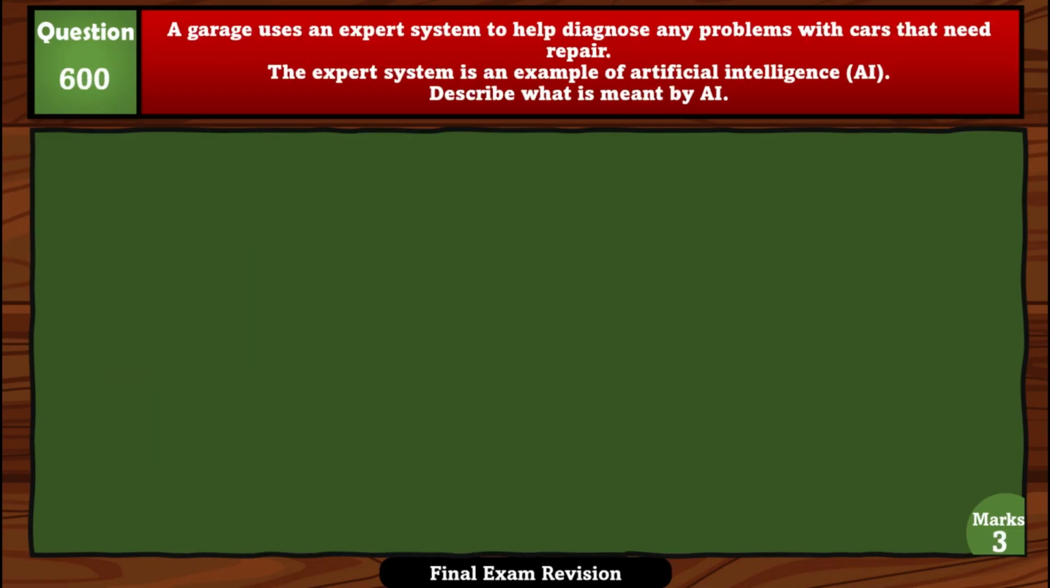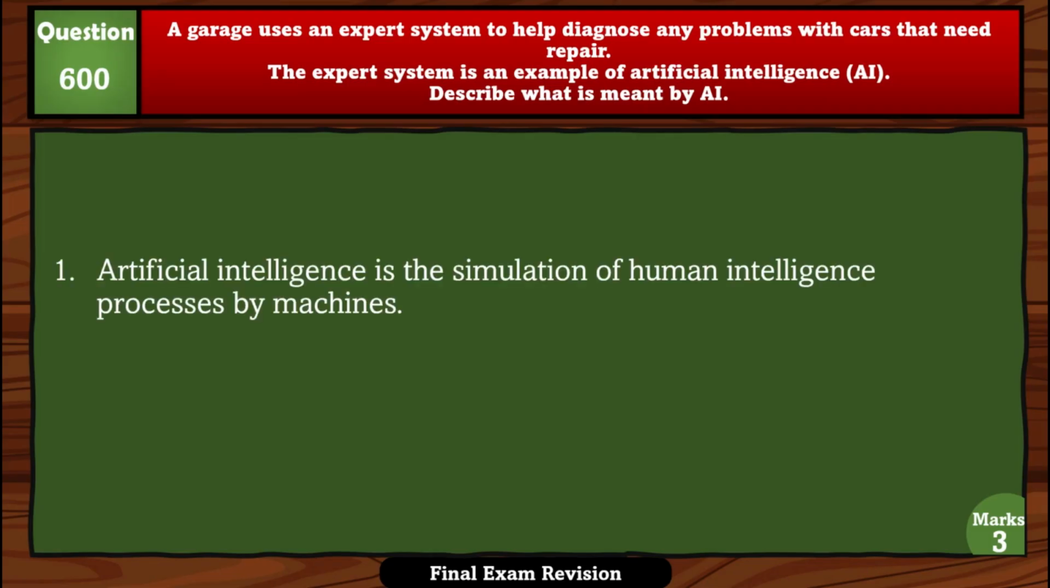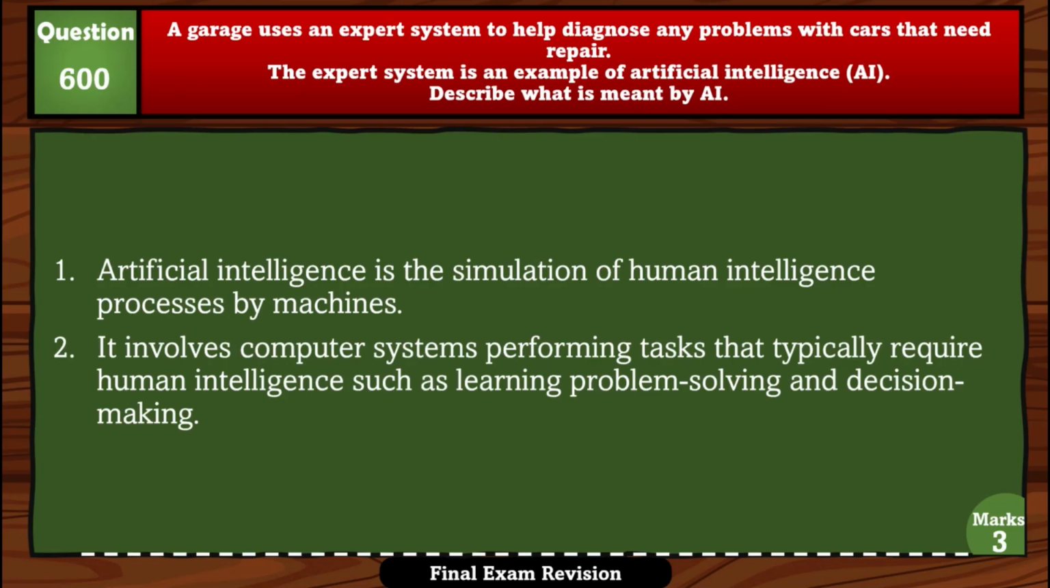Question 600. A garage uses an expert system to help diagnose any problem with cars that need repair. The expert system is an example of AI. Describe what is meant by AI. AI is the simulation of human intelligence processed by a machine. It involves computer systems performing tasks that typically require human intelligence, such as learning, problem solving, and decision making.